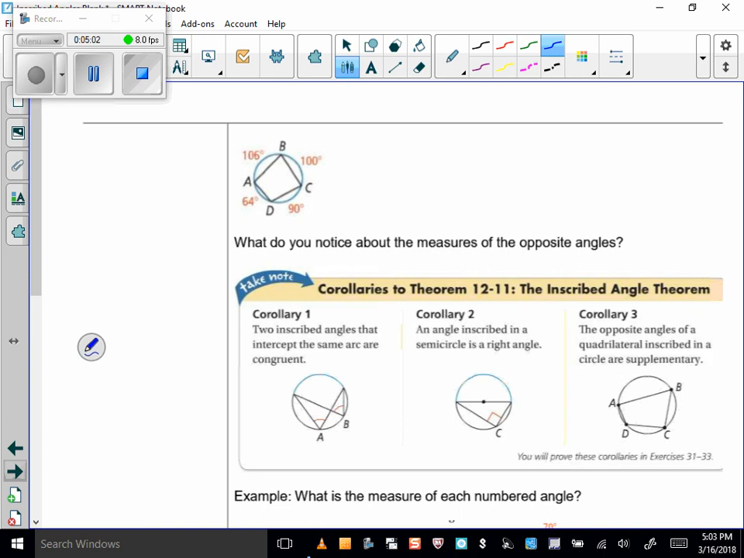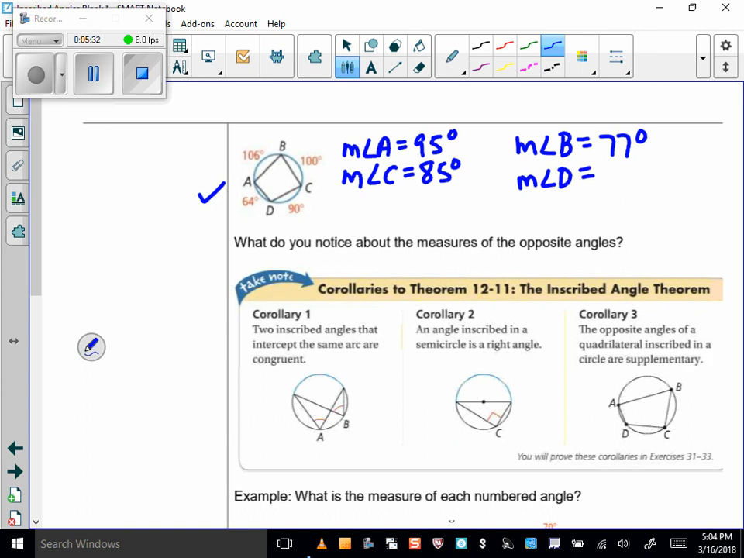Okay, we already solved this one. So the question is, what do you notice about the measures of the opposite angles? Let me rewrite them. The measure of angle A is 95 degrees, and its opposite angle is C. The measure of angle C was 85 degrees. The measure of angle B was 77 degrees, and its opposite angle, which is D, is 103 degrees. What do you notice? I notice that those opposite angles are supplementary.